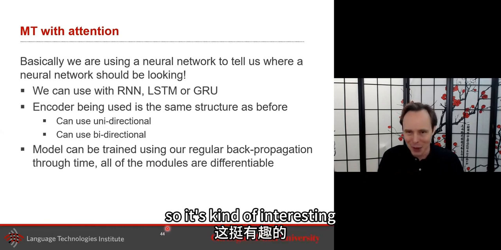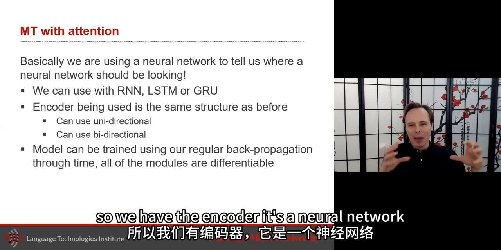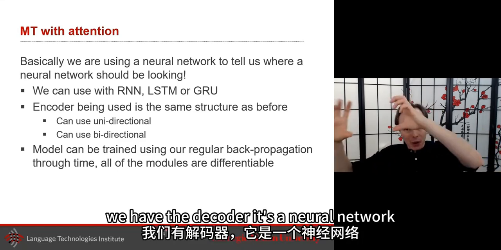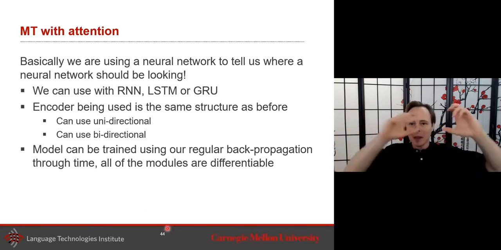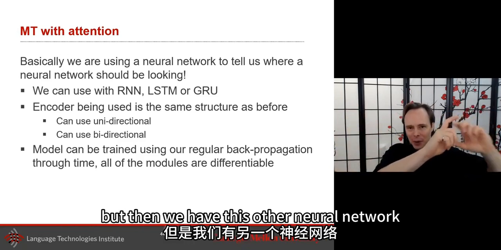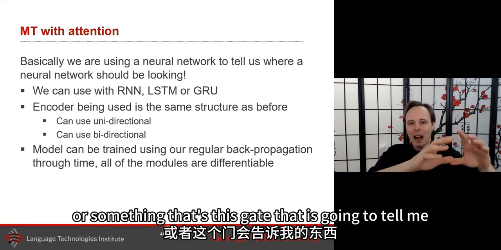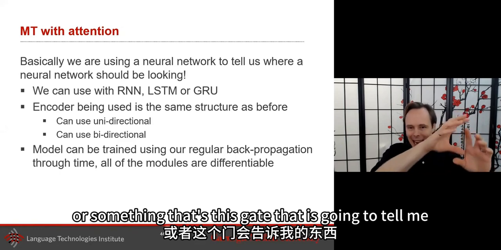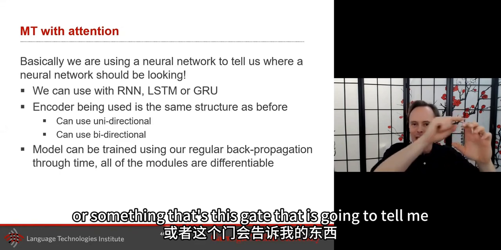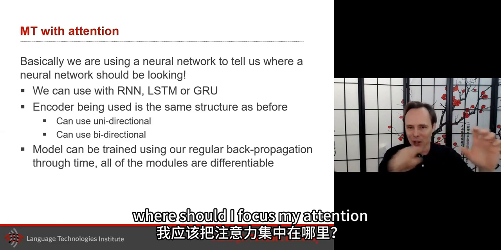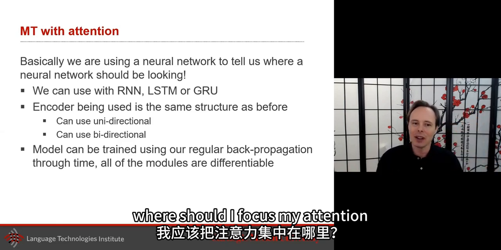So it's kind of interesting. We have the encoder, it's a neural network. We have the decoder, it's a neural network. But then we have this other neural network, which you could almost see as a multi-layer perceptron or something. That's this gate that is going to tell me where should I focus my attention?